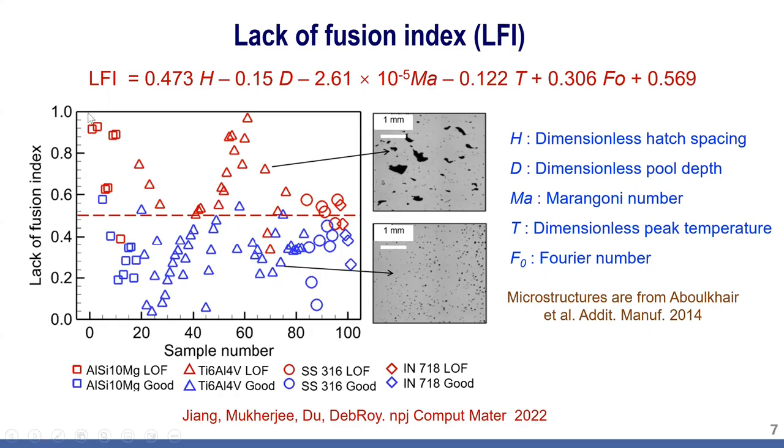A higher value of lack of fusion index can give us the actual lack of fusion in the specimen. And when these values are small, you get very little lack of fusion, or if they are very, very small, you get no lack of fusion at all. And this is valid for a number of alloys and for very different operating conditions. A paper on this has just been published in npj Computational Materials.